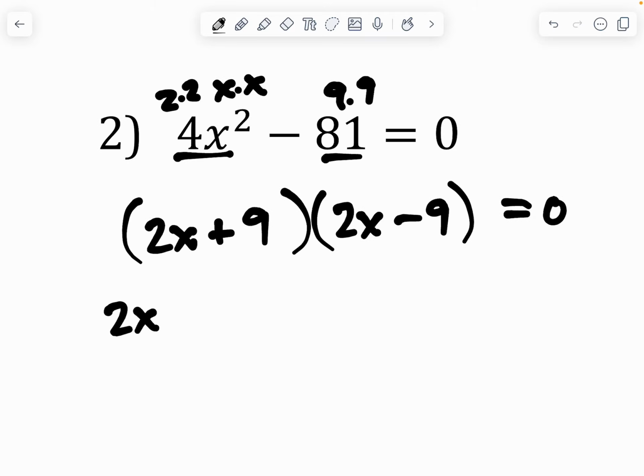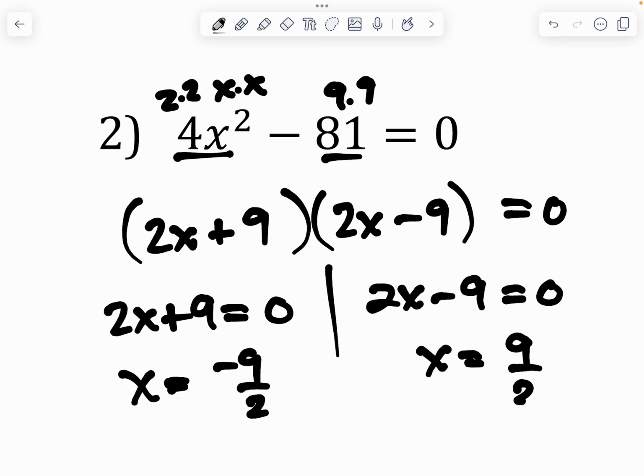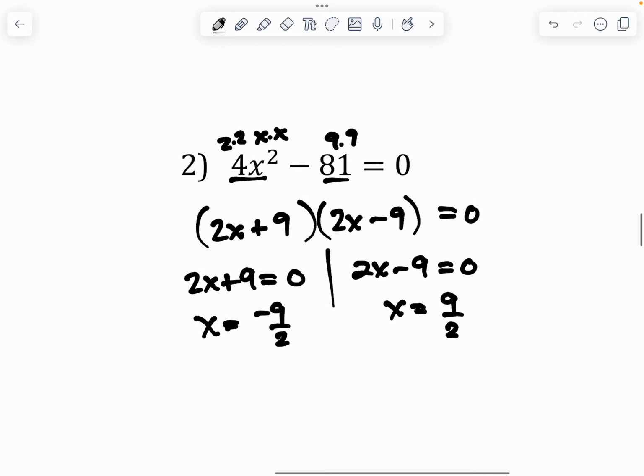Set each factor equal to 0 and solve. So x equals negative 9 over 2, x equals positive 9 over 2. So the roots are negative 9 over 2 and positive 9 over 2.